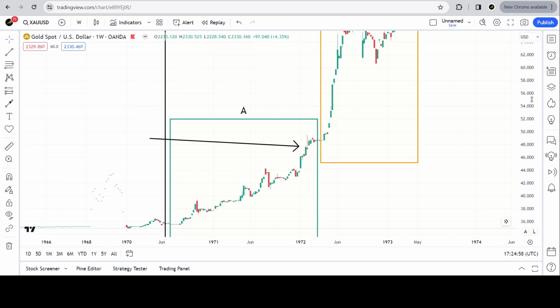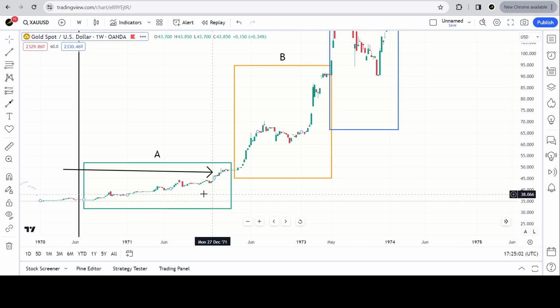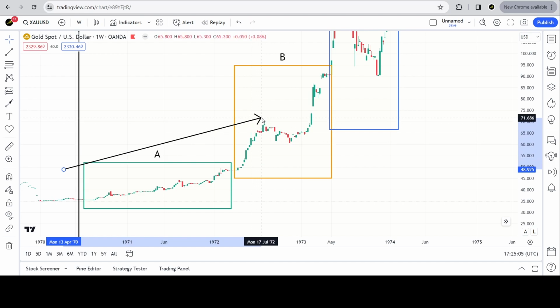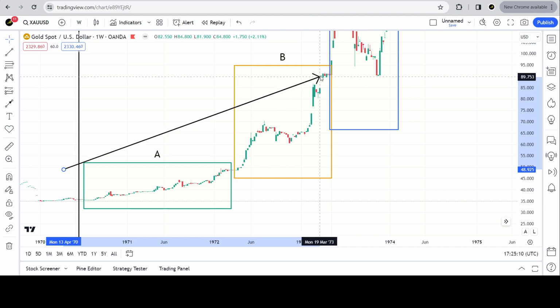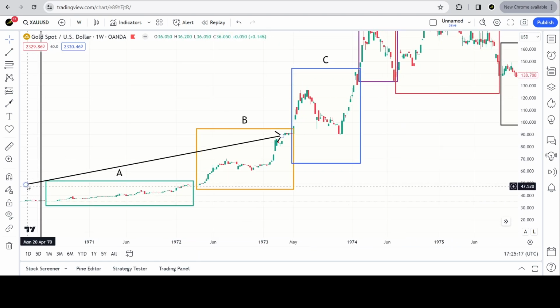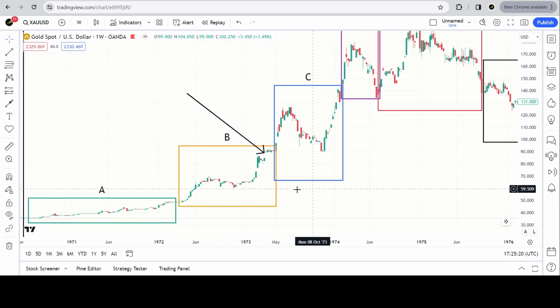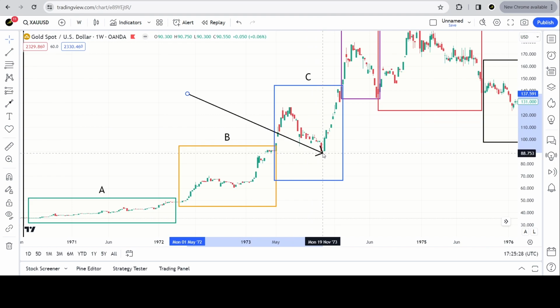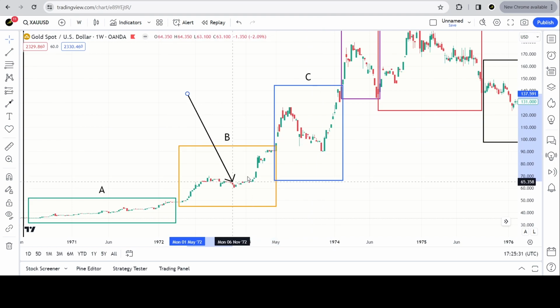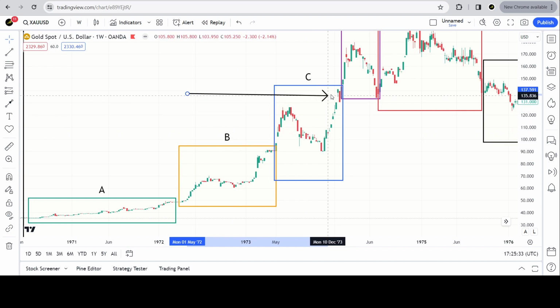It then moves into structure B. Now, structure B moves up a little more aggressively. It pulls back. It then moves up again and has this tiny little resting spot before moving into the next structure. The next structure, which is C, is similar to B. It moves up aggressively, has a pullback, which is more aggressive, at least I think, than this pullback over here, at least many times it is. It then moves up and comes to the end of this C structure.